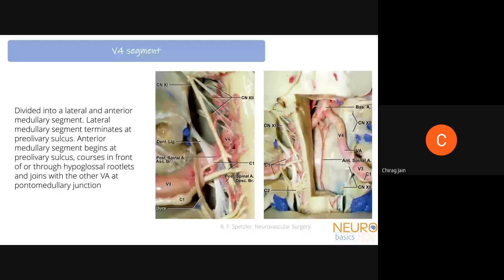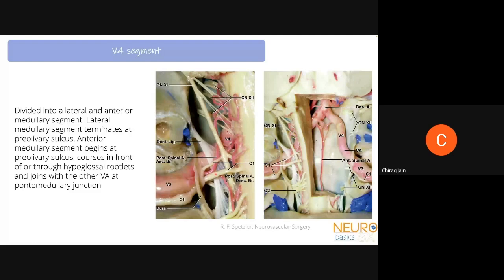So as we can see here, after it has penetrated the dura over here, it is running in front of this dentate ligament, as we can see over here. It is running in front of the C1 nerve root, and it is running in front of the posterior spinal artery. So all these structures are important to identify and preserve, except for the dentate ligament, of course, when you're trying to access the V4 segment of the vertebral artery, which is lying in front of these structures.